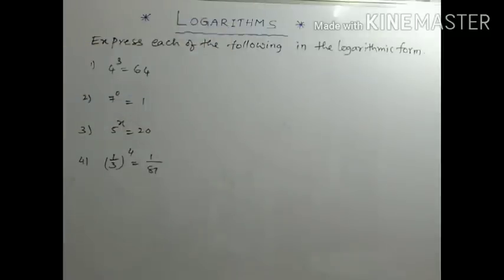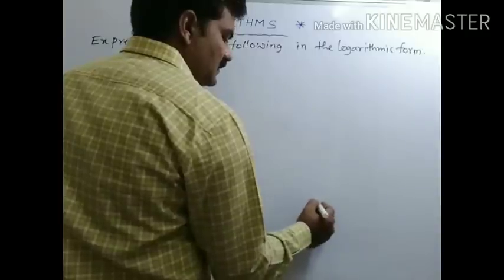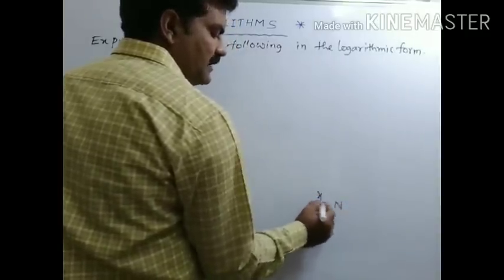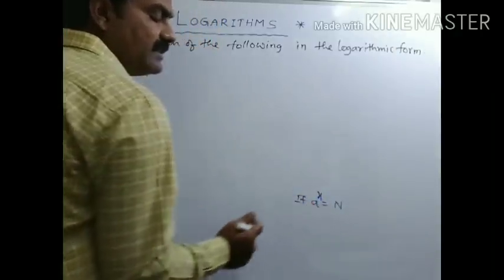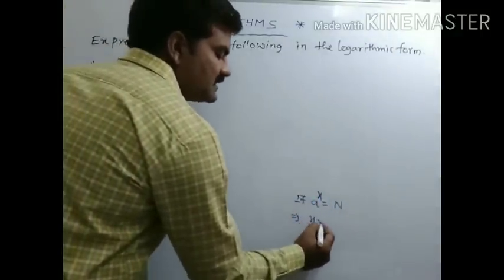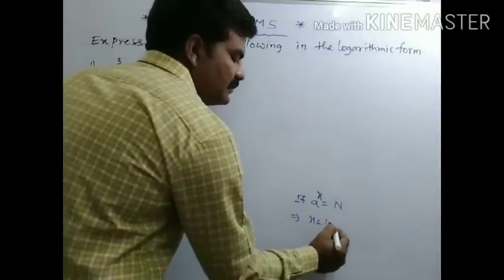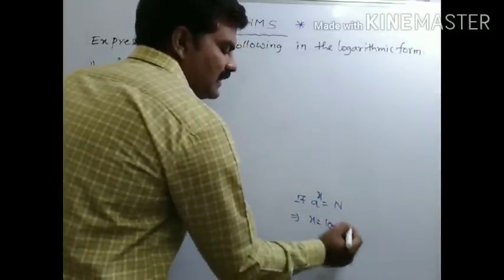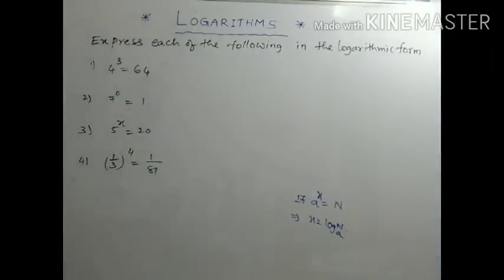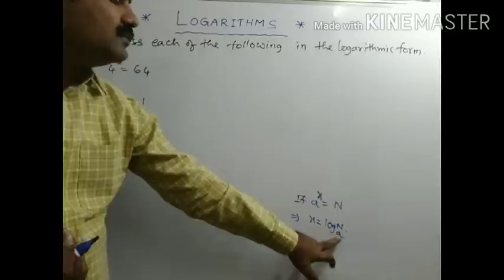Just now we discussed the definition of logarithm. That is, if a to the power x is equal to n, this is the exponential form. How can we change it into logarithmic form? x is equal to... the ordinary base, if you send it to that side, becomes the logarithmic base, and the number remains the same. That is, we can write a to the power x is equal to n in logarithmic form as x is equal to log n to the base a.